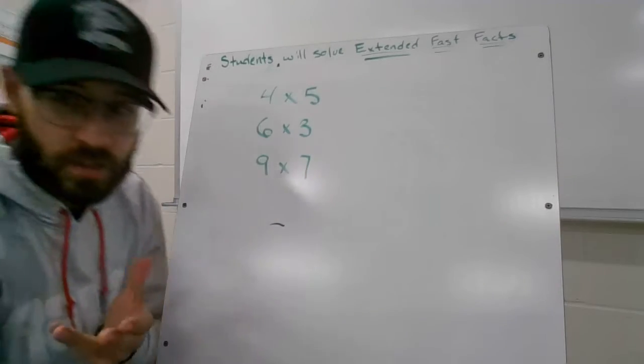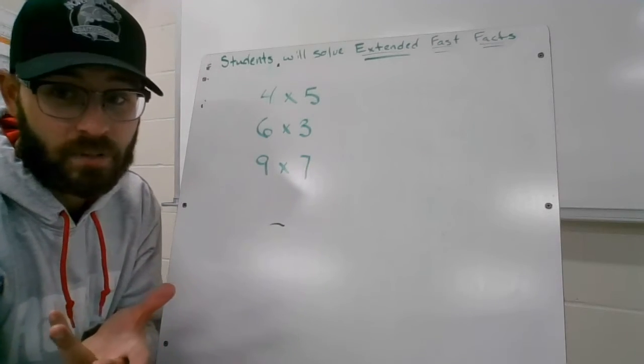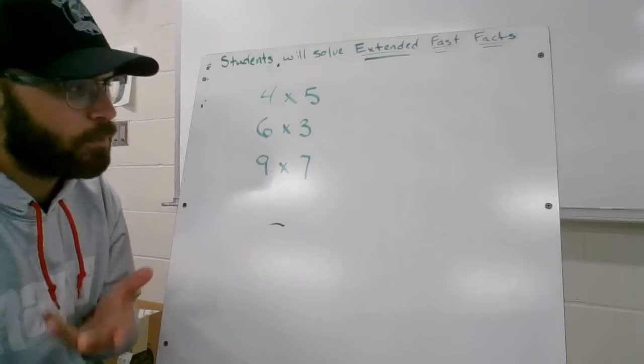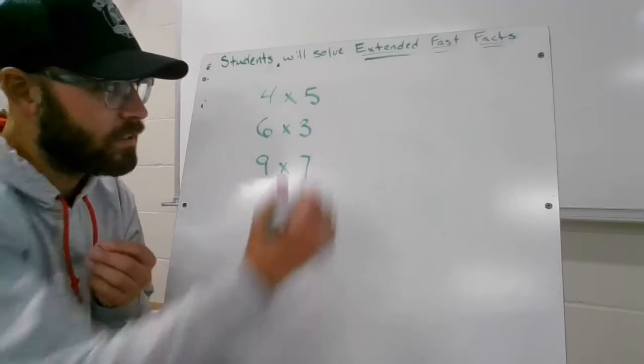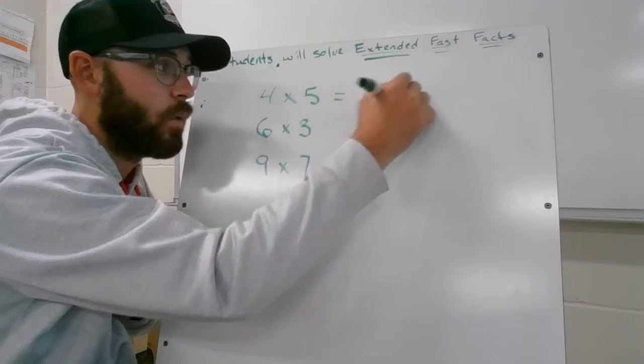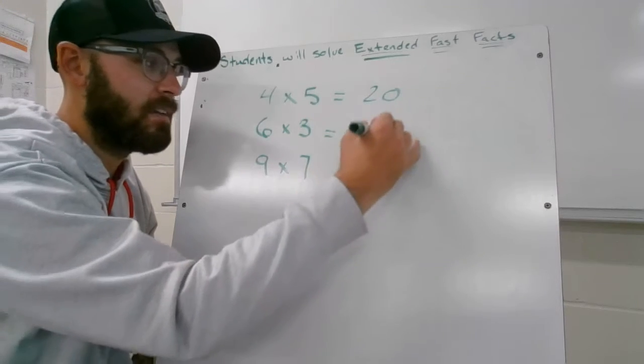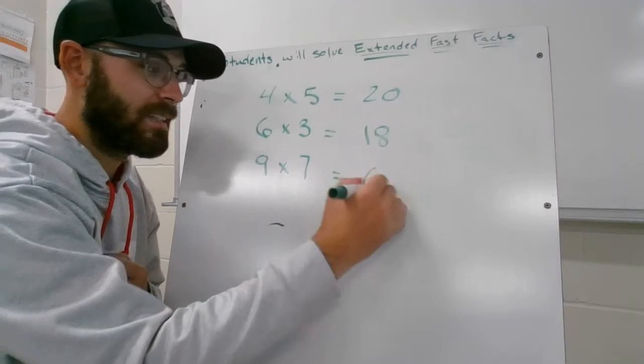It's the digits 0 through 10 most times, being able to multiply them quickly and efficiently. So like 5 times 4 is 20. 6 groups of 3 is 18. 9 groups of 7 is 63.